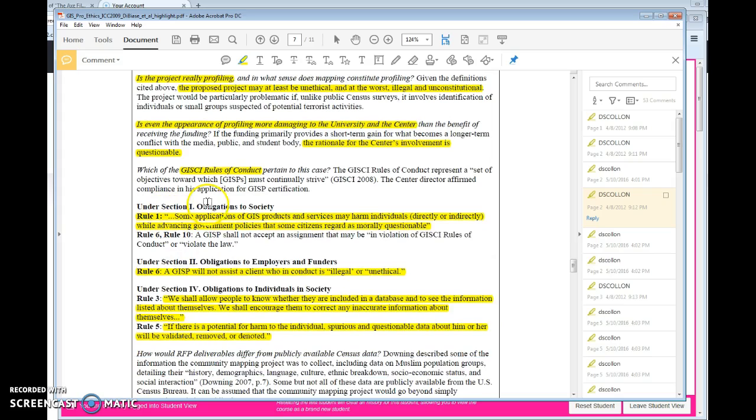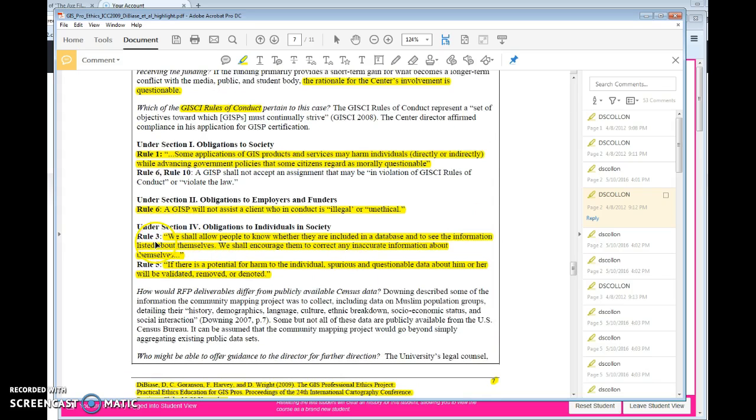Then they go through, and under these sections of the GISC rules, they say, rule one, some applications may harm individuals while advancing government policies that some find morally questionable. Obligations to employers and funders. GISP will not assist a client who conducts illegal or unethical activities. Again, rules of the GISP or the GISCI. We shall allow people to know whether they are included in a database and if they're being tracked.